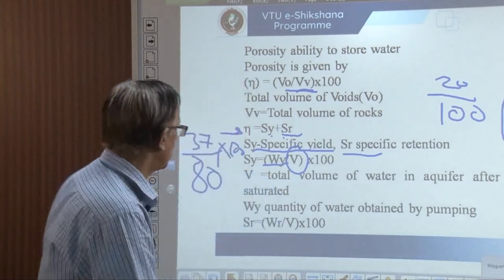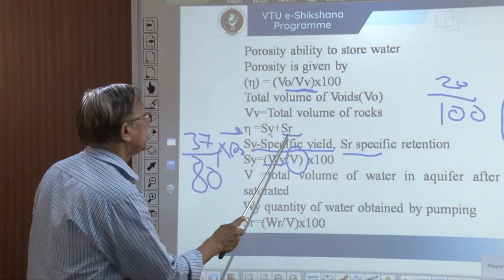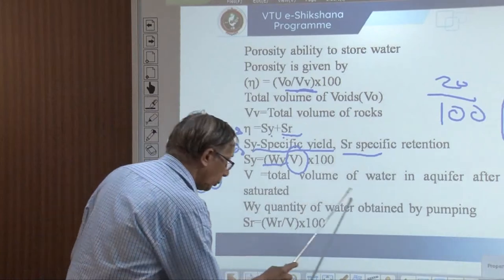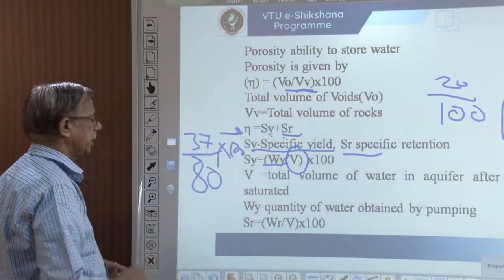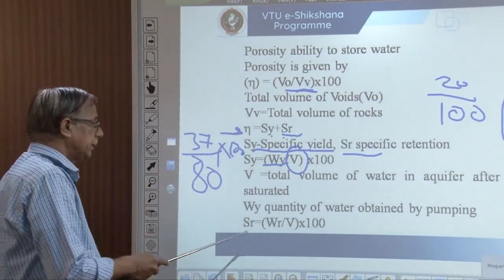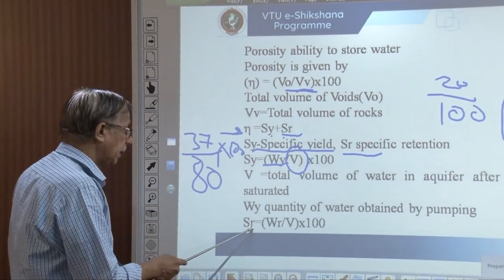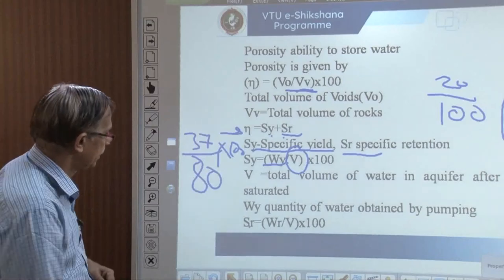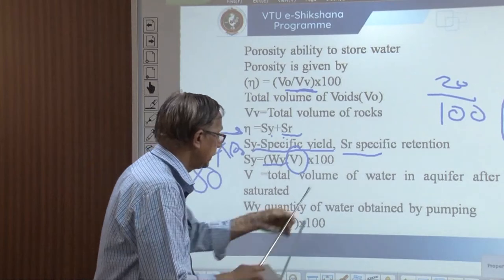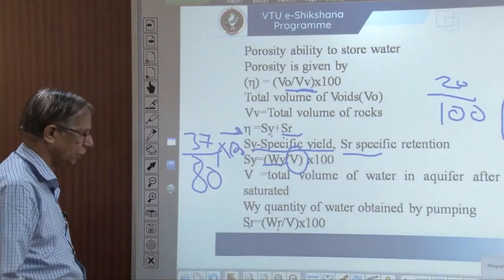Okay. So, specific yield I get, then eta minus specific yield should be specific retention. What is that? If V is the total volume of water present in the saturated condition, Wy is the water I have pumped out, then I get the specific yield, and whatever water is still present becomes the specific retention, that is specific retention equals the water held in the aquifer still, out of the total volume, expressed in terms of this.